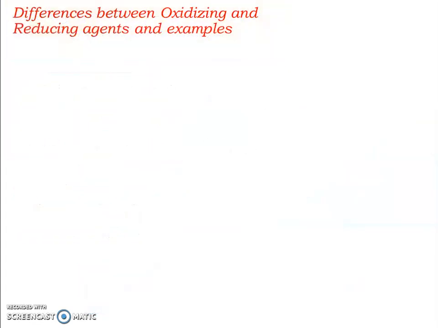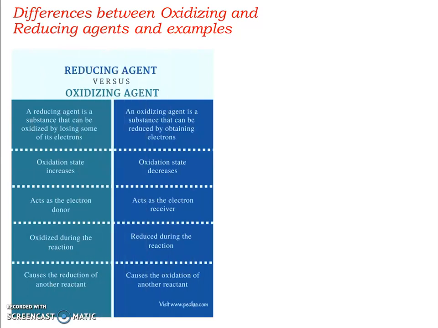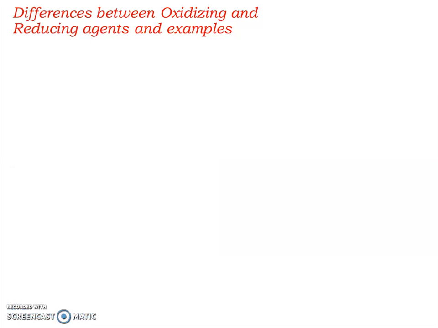Now, let's move on from here and talk about the difference between the two species, oxidizing agent and reducing agent. First of all, a reducing agent is a substance that can be oxidized by losing some of its electrons, while an oxidizing agent is a substance that can be reduced by obtaining electrons. Now, an oxidizing agent is a substance whose oxidation number decreases. For instance, I'm going to explain that now.